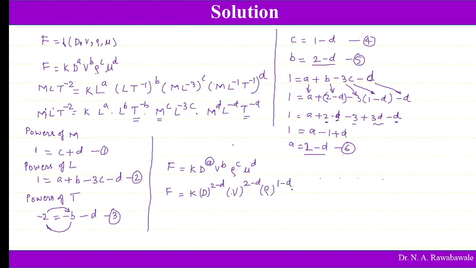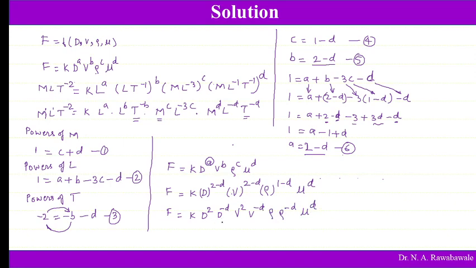1 minus D, then mu to the power of D. So now we simplify this. F is equal to K D square D to the power of minus D, then V square V to the power of minus D, then rho and rho to the power of minus D. So if we separate this, mu to the power of D.